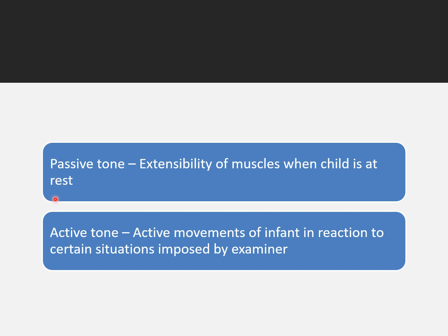The passive tone and active tone are the two types of muscle tone which are normally assessed in newborns. Passive tone is the extensibility of muscles when the child is at rest. Active tone is nothing but active movements of the infant in reaction to certain situations imposed by the examiner. The examples for passive tone are scarf sign in the upper limbs, adductor angle and popliteal angle in the lower limbs. Whereas the examples for active tone are pull to sit maneuver, ventral suspension and prone suspension.